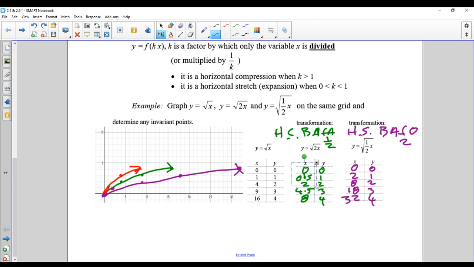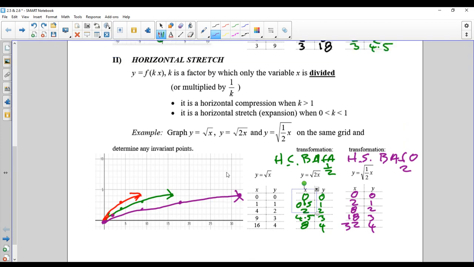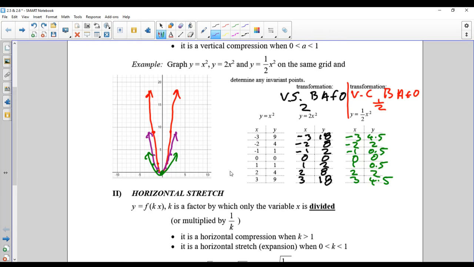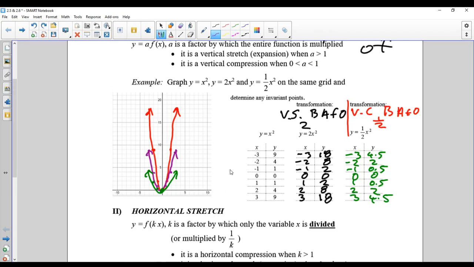And these are the coordinates that would represent that. Invariant points in all cases was 0, 0 for this one. And it was the same thing for up here. The invariant point here was 0, 0. That never changed in any one of them, because you multiply 0 by anything, it's still 0. Right? Okay.